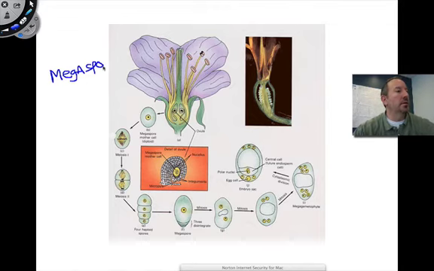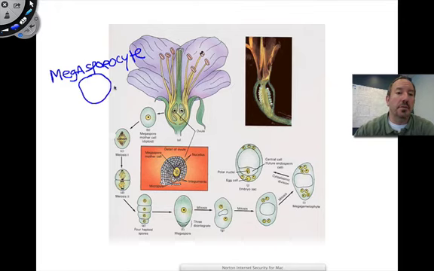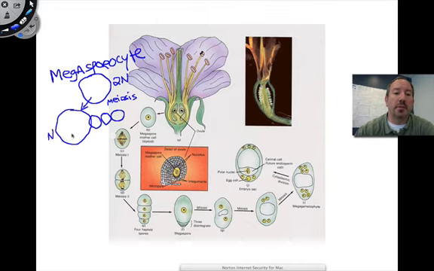Megasporocyte. And the megasporocyte is a diploid cell. It's 2N. And what's it going to do? It's going to undergo meiosis. And if you recall, in female meiosis, you have 2 cells and then you have 4 cells, but one of them gets most of the cytoplasm. And so you end up with 4 cells, but one really large one. So that's meiosis. And this is referred to as a megaspore. This cell right here. And so that megaspore is a haploid cell.